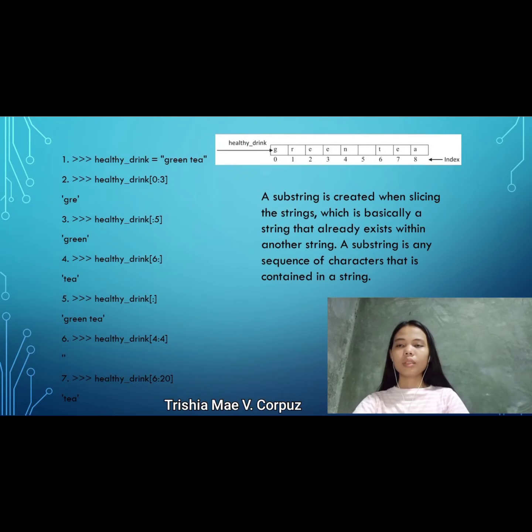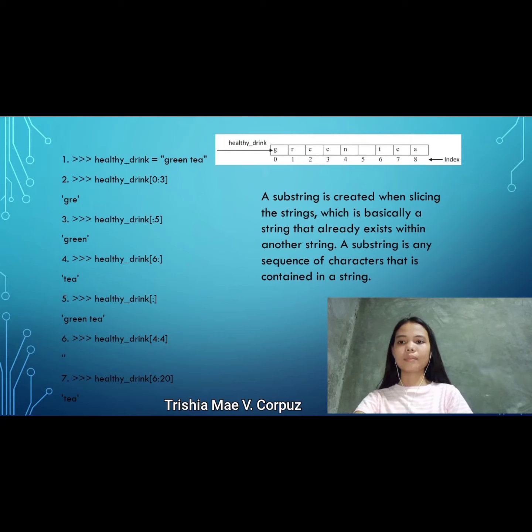In number 3, when only the end index is given, which is 5, it automatically starts at the first index, which is 0. So the substring will be green. In number 4, when only the start index is given, the slicing will start at 6, because that is the given start index. And it will end at the last index. So the substring value will be T.